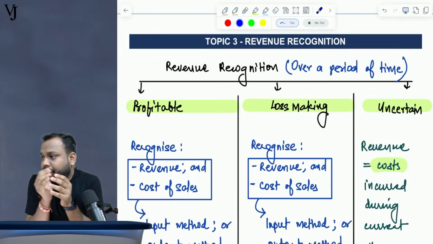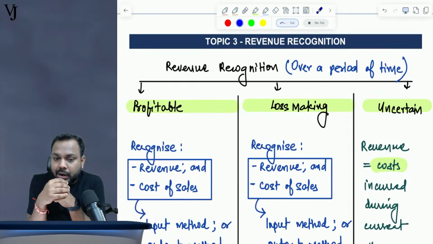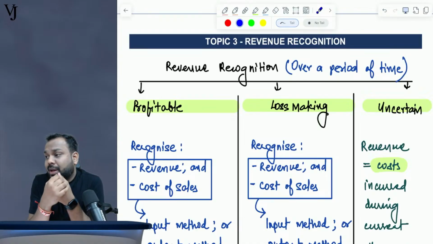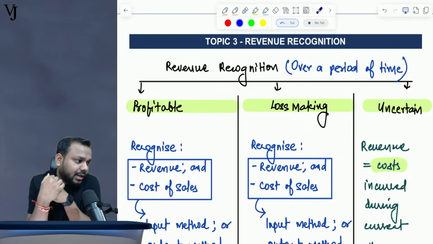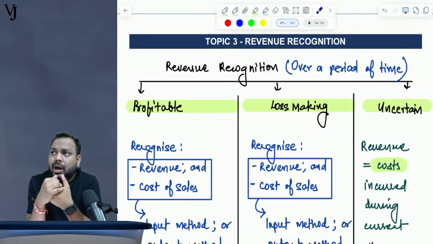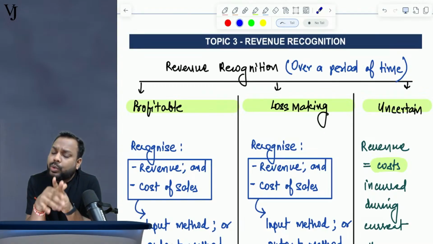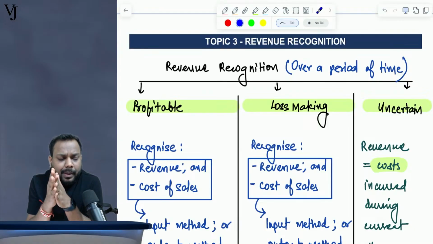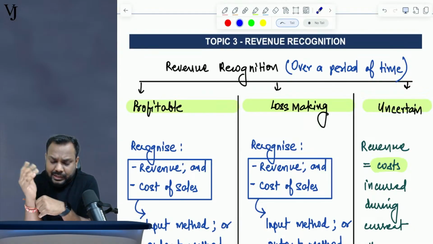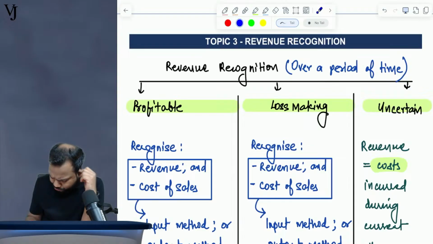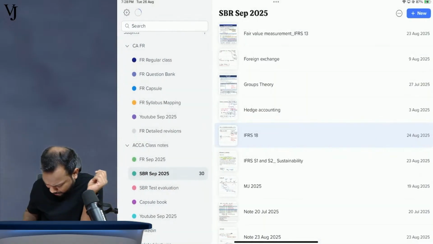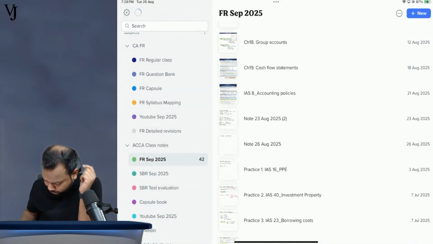Before going to the third concept, Adib is asking what type of question can be asked for principal and agent. I have seen 3 to 4 questions, but primarily, Adib, there are 2 types of questions that can be asked: one in section A and section B, and another in section C. I'll take up one question of section A and section B. If you want me to, I'll take it up. Just allow me a moment.